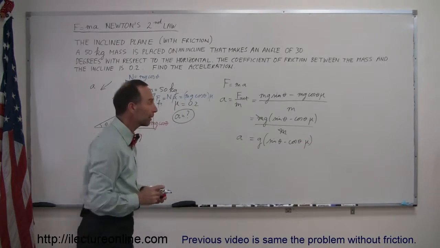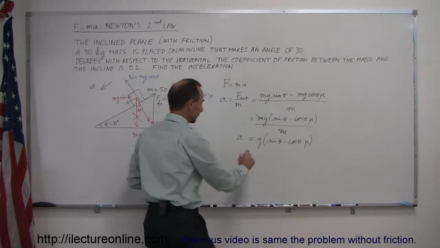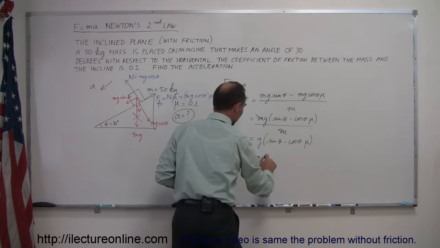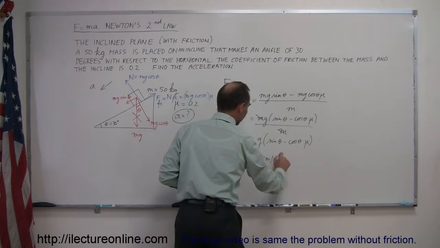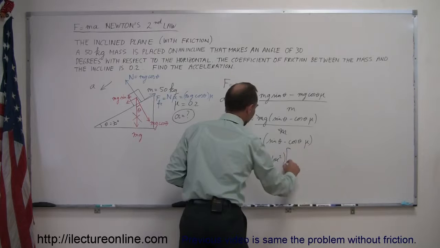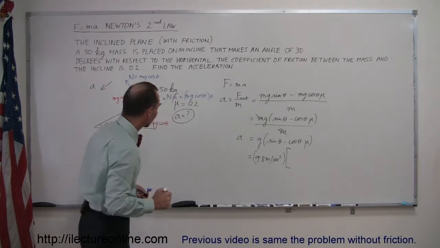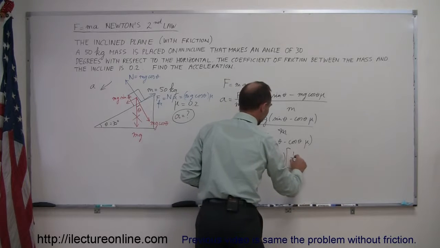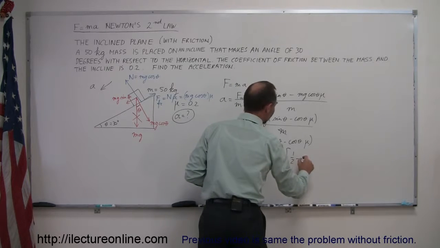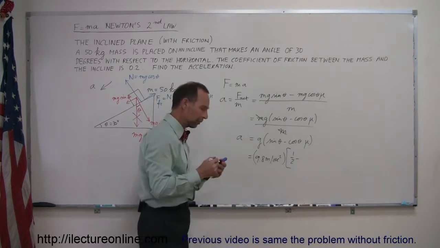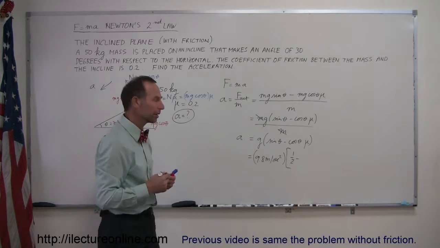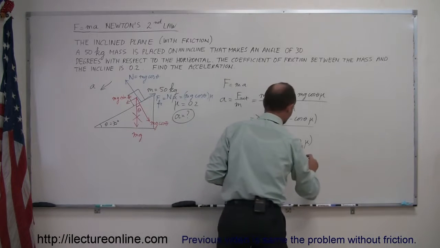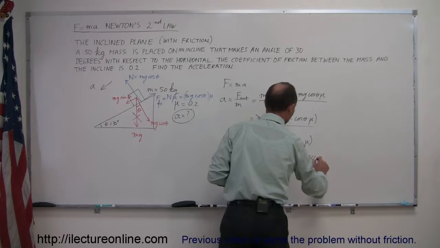And then I go ahead and plug in what these things are equal to. So this is equal to 9.8 meters per second squared, the acceleration due to gravity, times the sine of theta. Now the sine of 30 degrees is equal to 1/2, minus the cosine of theta. Now the cosine of 30 degrees, you can look it up on the calculator, is 0.866, so 0.866 times mu, which is 0.2.